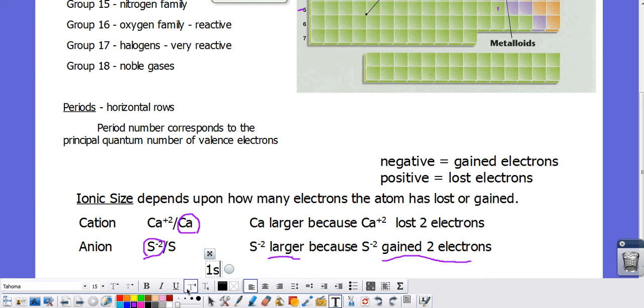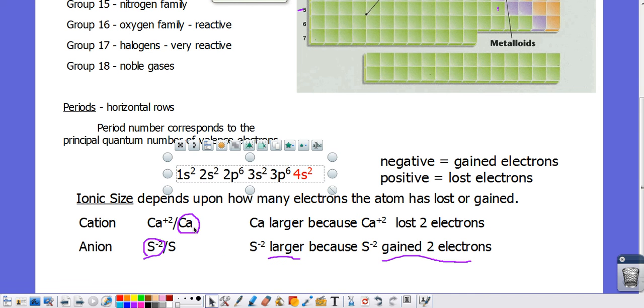2s2, 2p6, 3s2, 3p6, and I'm going to change the last one to red, for a very specific reason. So calcium is this. That's calcium.